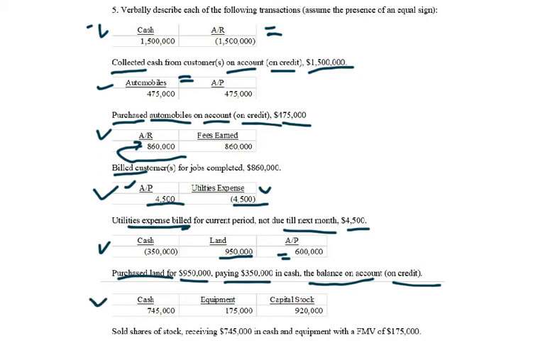Lastly, another compound entry. In this case, we have cash went up by 745, equipment by 175, and capital stock, which means the same thing as common stock. Those are interchangeable, so it's a good way to verbalize that one. So again, sold what? Shares of stock, receiving, or I could have even more refined saying in exchange for $745 in cash and equipment, and this is important, with a fair market value of $175,000. Again, where did that number come from? That was a fair market value evaluation that led to that.